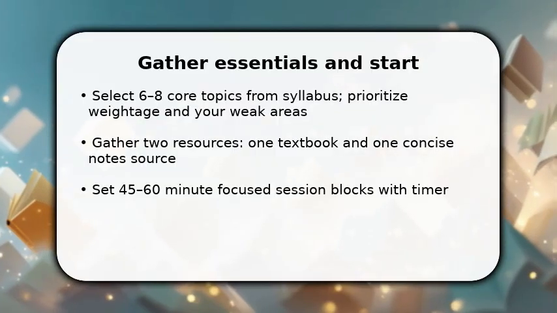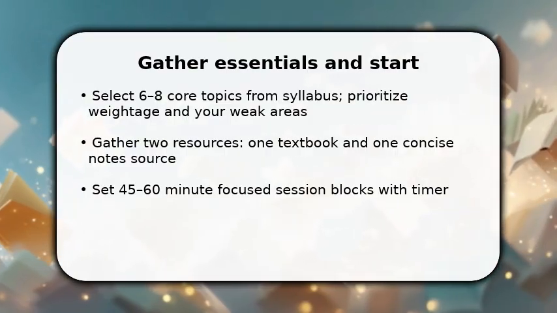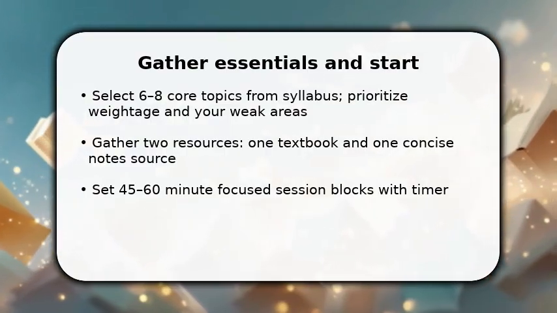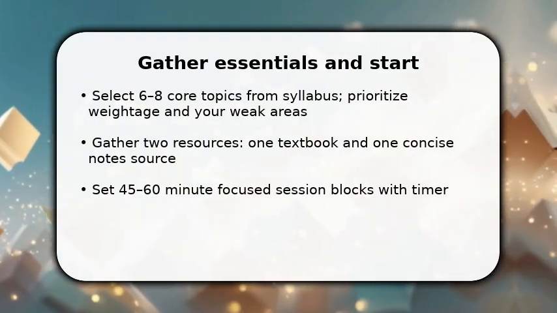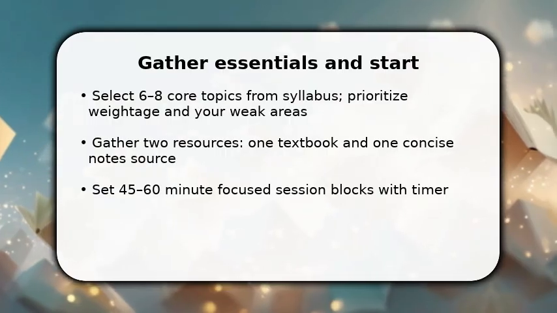You begin by choosing 6 to 8 core topics that dominate the GATE syllabus. This ensures high return on effort. Once done, pick one authoritative textbook and one concise note source to cross-check facts and formulas.